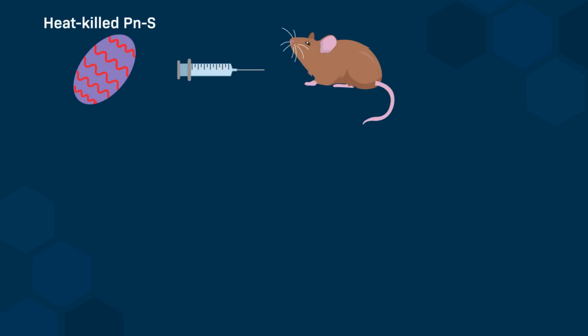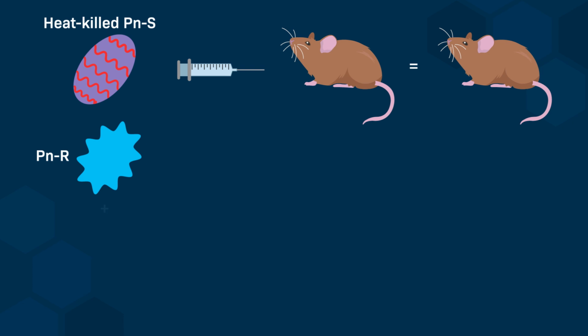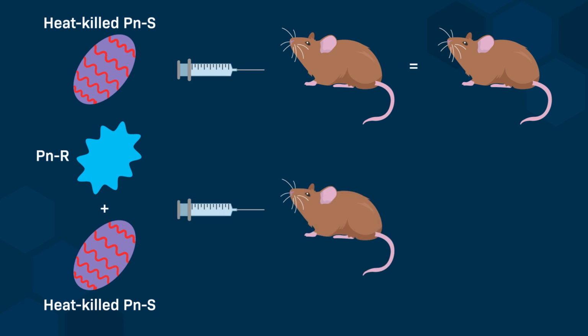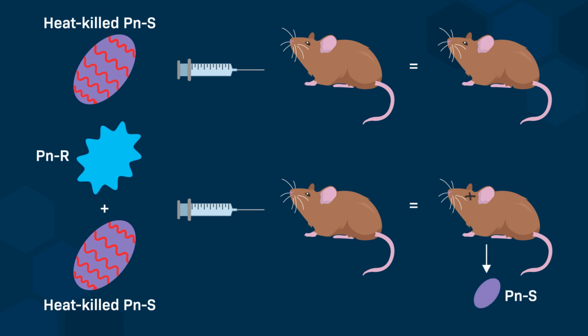The next set of experiments involved injecting mice with heat-killed wild-type pneumococcus. These mice did not develop pneumonia, which confirmed the elimination of PNS's pathogenicity through heat. However, an unexpected result occurred when mutant live PNR and heat-killed PNS were mixed. This combination, when injected into mice, caused pneumonia. This suggested that non-pathogenic PNR became pathogenic when mixed with heat-killed pneumococcus. Bacteria that were isolated from the dead mice formed smooth colonies and thus exhibited the pathogenic phenotype.